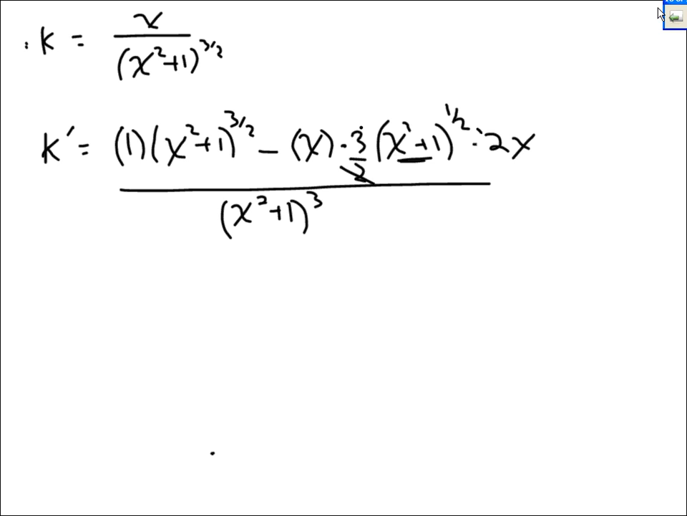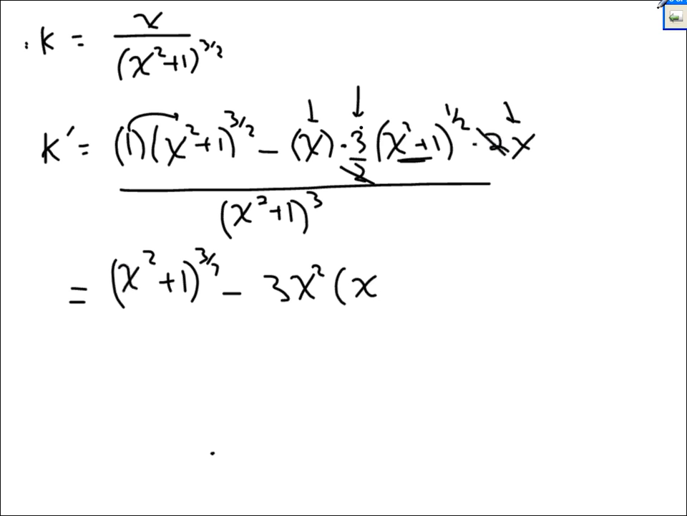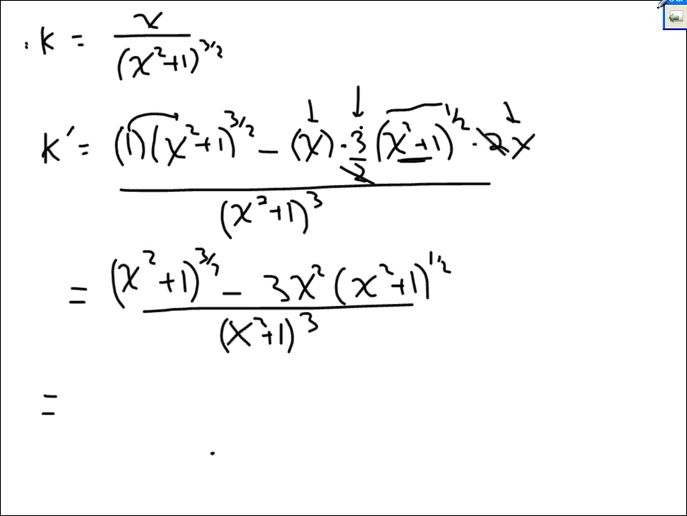The 2's over here cancel out. So you get 1 times that is x squared plus 1 to the 3/2 minus 3 times x, x squared, times this piece, x squared plus 1 to the 1/2. And this is all over x squared plus 1 cubed. There's an understood 1 here. You can factor out x squared plus 1 to the 1/2.